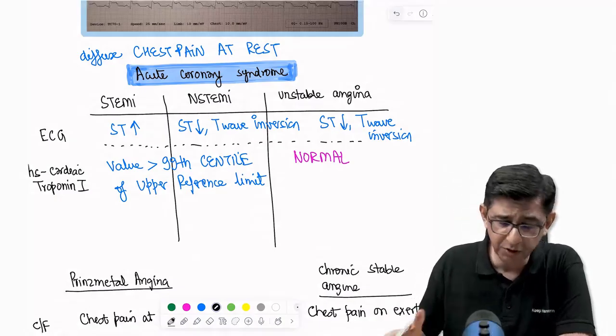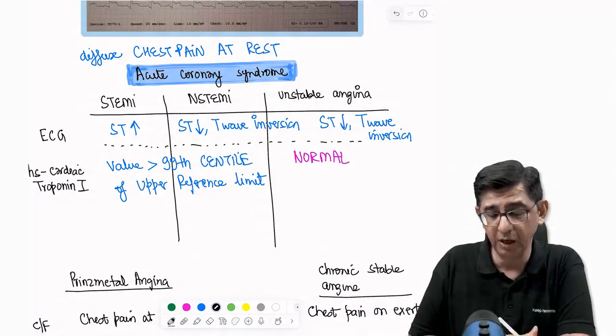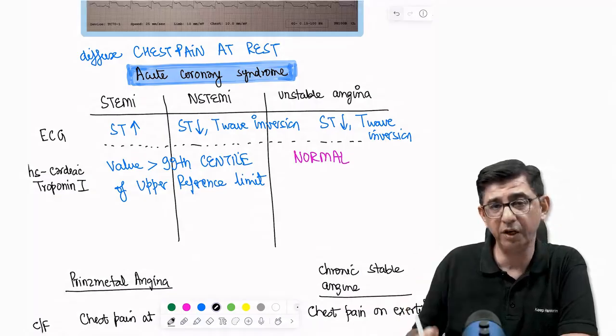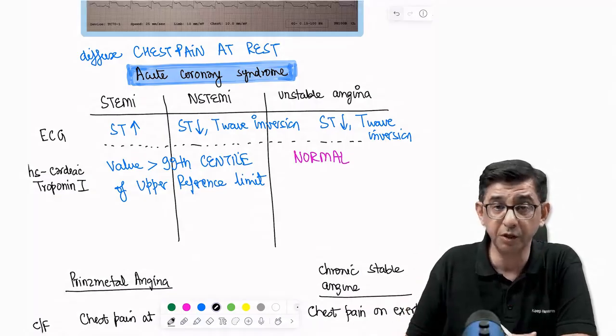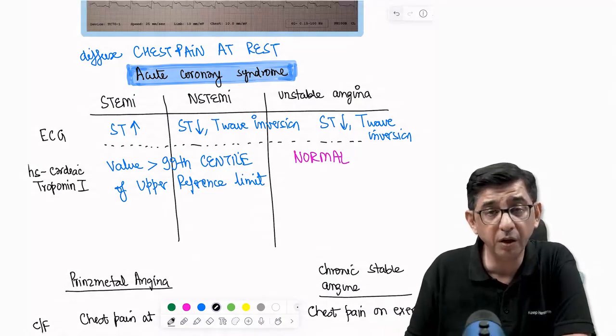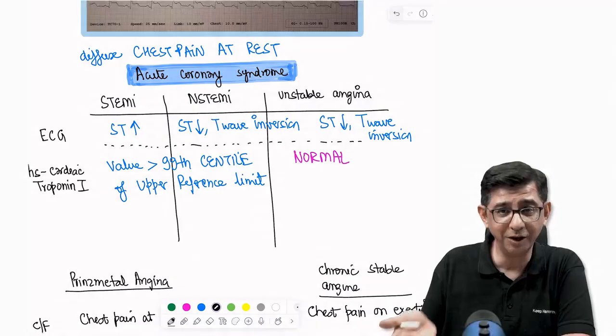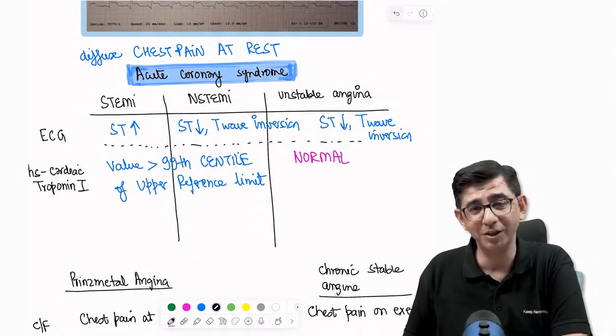A simple table, you just have to analyze: ST elevation with elevated value of cardiac troponin I, ST elevation MI. ST depression with T wave inversion and elevated value of troponin I, non-ST elevation MI. But if ST depression with T wave inversion is given and biomarker is normal, then don't answer everything is normal. ST elevation, ST depression is there, T wave inversion is there, it is unstable angina.